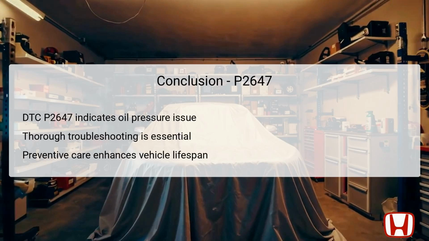DTC P2647 signals a critical problem with the rocker arm oil pressure switch and its circuitry, directly impacting the VVT system's functionality. Following a thorough step-by-step troubleshooting methodology is essential in identifying the root cause of the issue, whether it be a faulty component, wiring, or other related factors. Effective communication between the rocker arm oil pressure switch and the PCM is paramount for optimal engine performance. Hence the importance of rectifying any identified issues promptly.